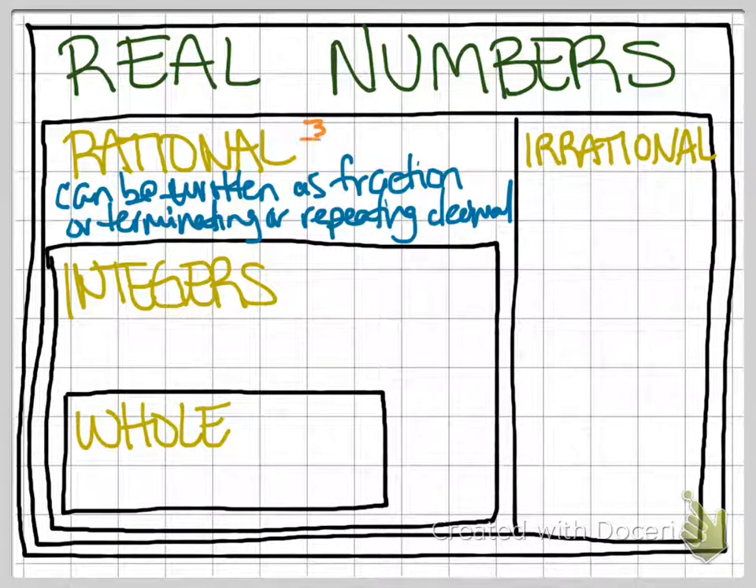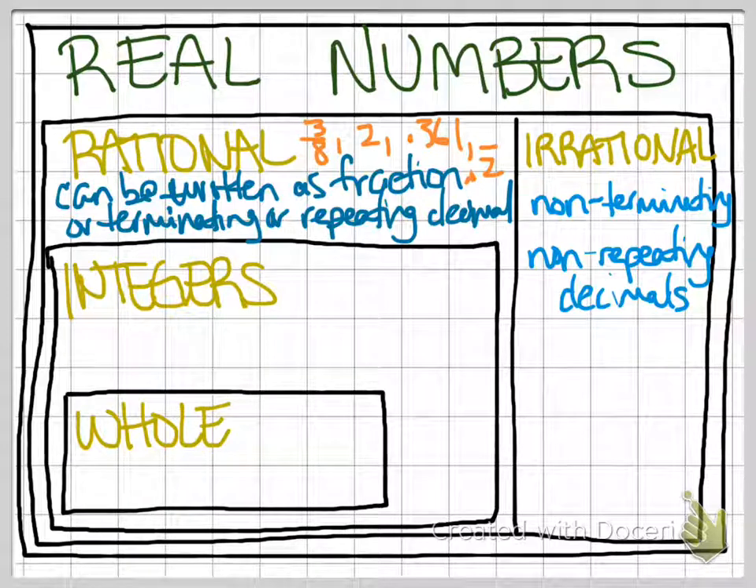So for example, 3/8 would be a rational number, or 2 could be a rational number. 0.361 is rational because that decimal ends, or 0.2 repeating is also a rational number.